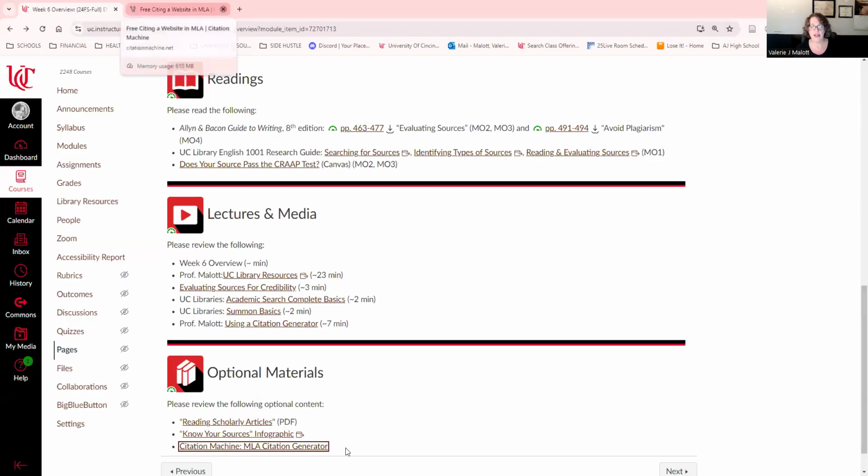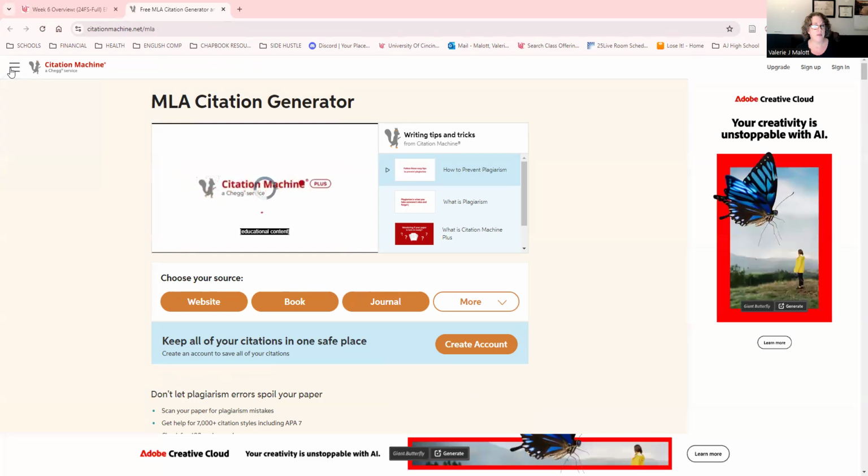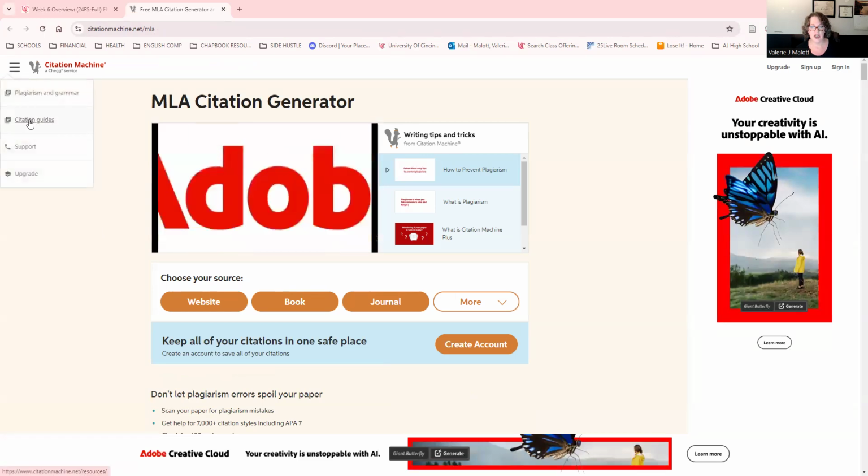So it's a really fantastic tool, and I encourage you to familiarize yourself with it because it can be really helpful, especially if you are doing writing for other classes that might have a different type of citation style. So I will take you back here again. If you click up citation guides, maybe.